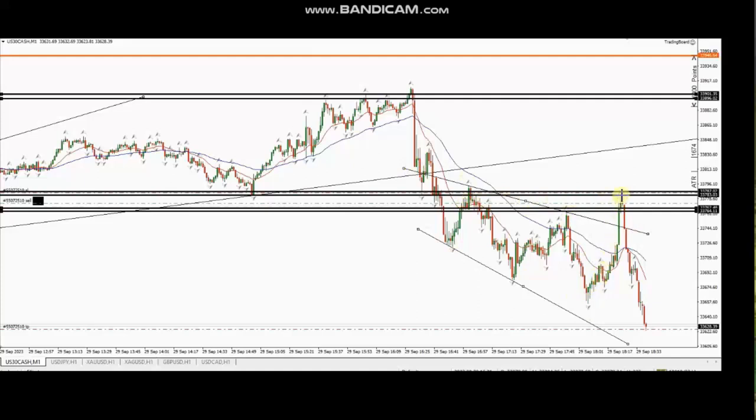So this area is a good entry for setup C, and he entered here with a good risk to reward ratio, and managed and closed this with a good runner and profit. So thank you Castro for sharing your trades with us.